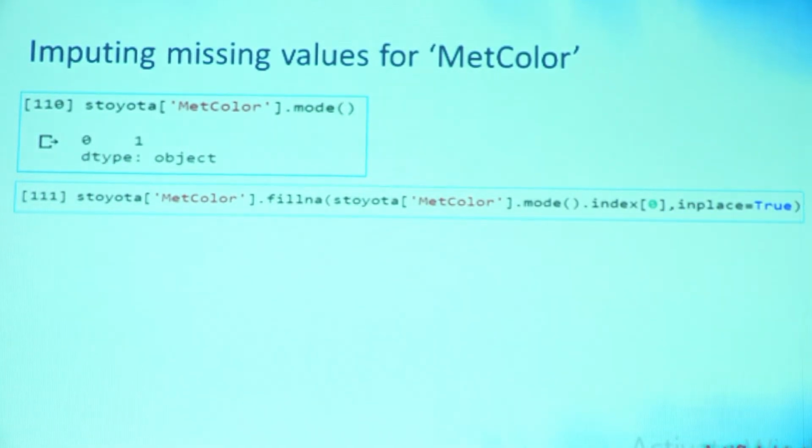Index of 0, because mode also gives me the data, the first one will be representing the one having the highest number of times it has been encountered. So the first value I am going to take, so index of 0. Please impute the missing values of met color column with its mode, because it is again categorical in nature.